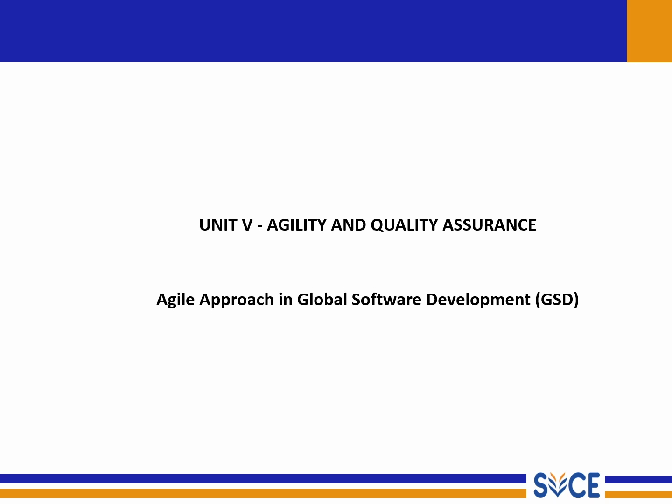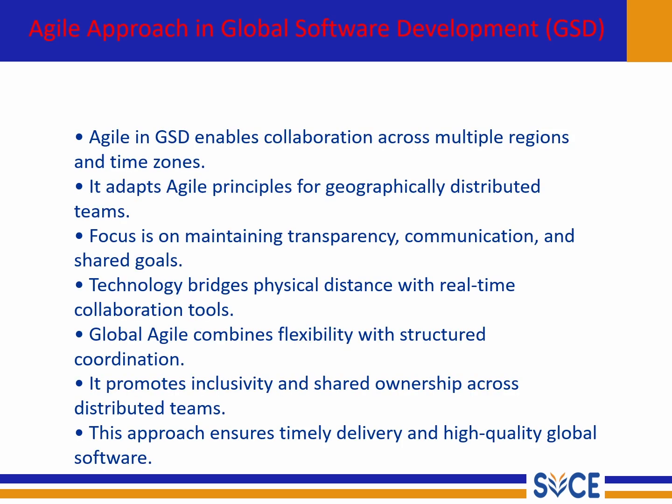Today we are going to see an important topic, the Agile approach in global software development from Unit 5, that is agility and quality assurance. This is one of the important topics in the Agile methodology. Now we'll see the Agile approach in global software development.